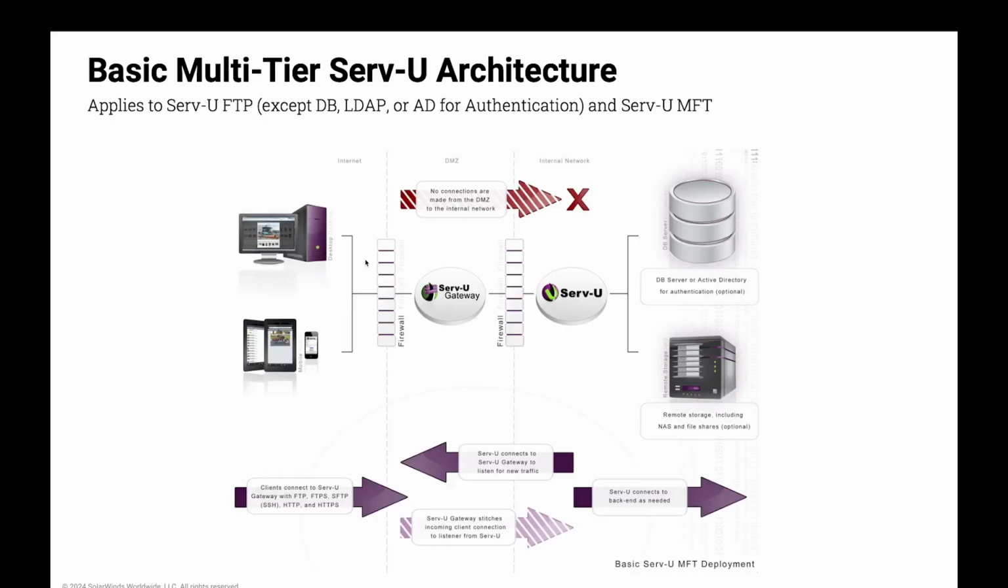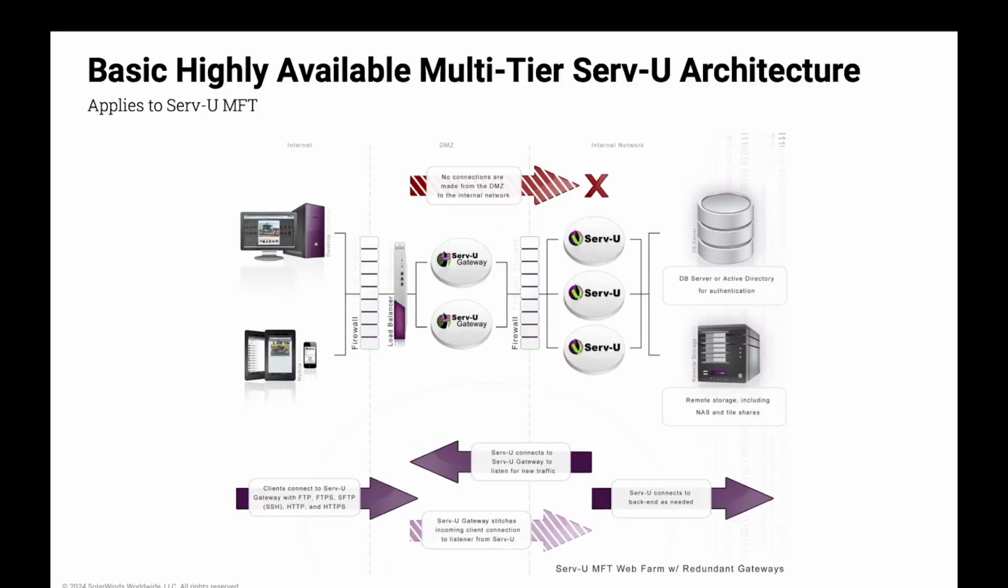The Serv-U gateway can augment the basic Serv-U deployment architecture for additional security. This configuration works for both Serv-U MFT and Serv-U FTP, but there are significant differences in capability. Serv-U FTP cannot be leveraged for certain transfer protocols, nor can it be configured to use external authentication mechanisms such as a database of users, LDAP, or Active Directory. Finally, the Serv-U gateway can be used in a highly available configuration for Serv-U MFT only.